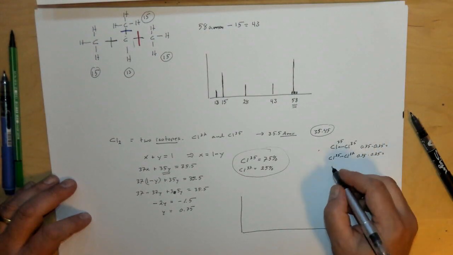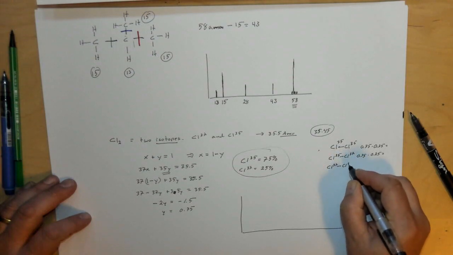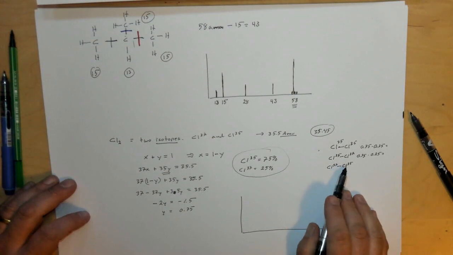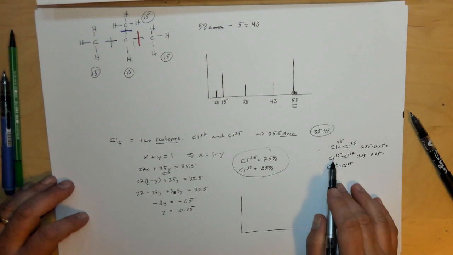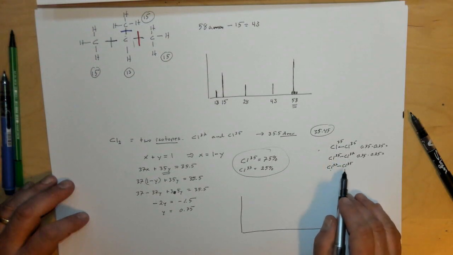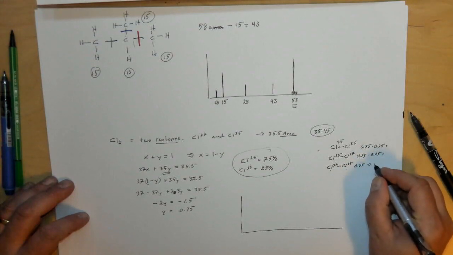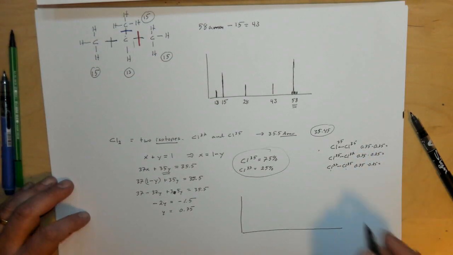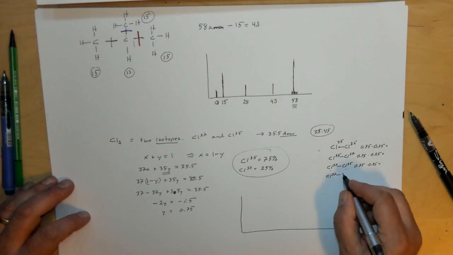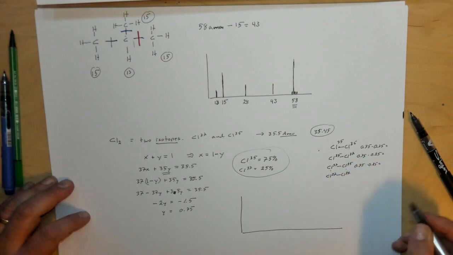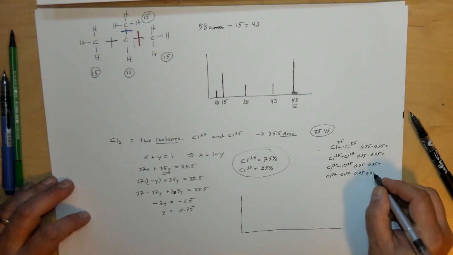But you also have a likelihood of getting chlorine 37 with chlorine 35, which you would think is the same, but they're actually not, because you have the likelihood of this one being with that one, or this one being with that one. They're different opportunities, so to speak. And then we have the likelihood of chlorine 37 being with chlorine 37, and that's going to be 0.25 times 0.25.